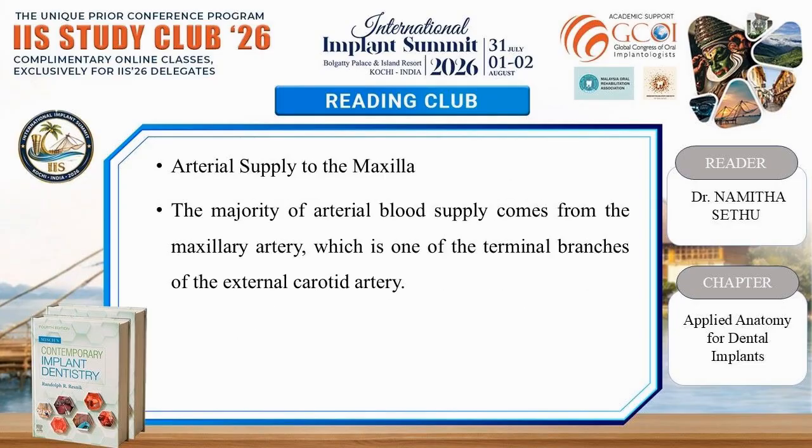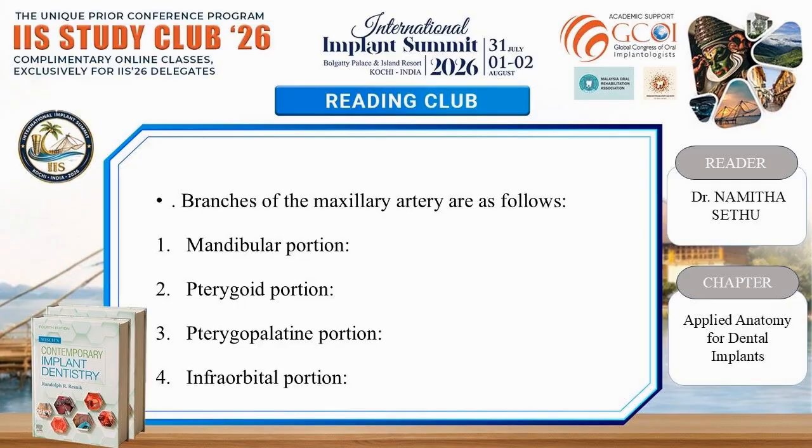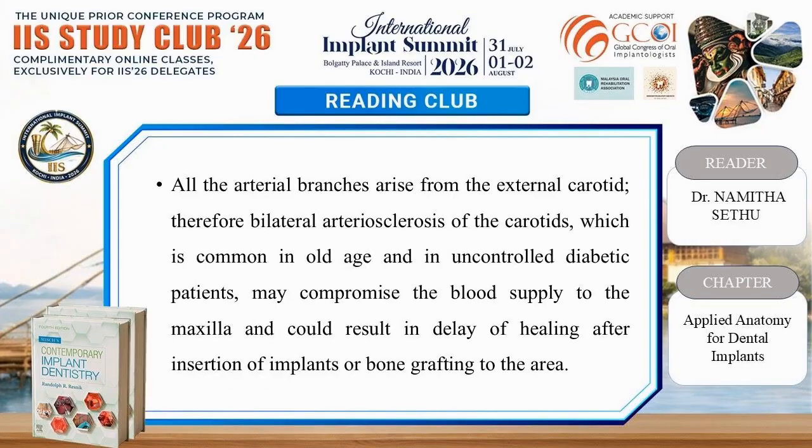Arterial supply to maxilla. The majority of arterial blood supply comes from the maxillary artery, which is one of the terminal branches of the external carotid artery. Branches of the maxillary artery are as follows: mandibular portion, pterygoid portion, pterygopalatine portion, and infraorbital portion. All arterial branches arise from the external carotid.